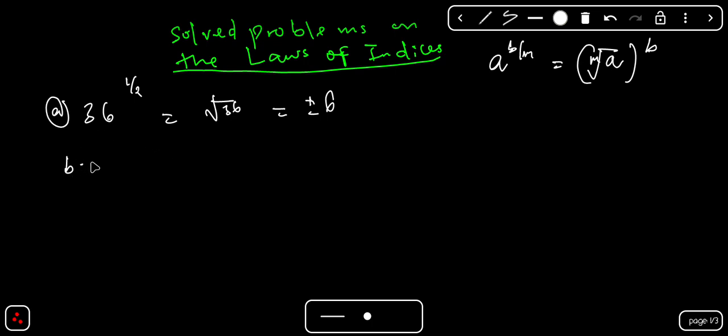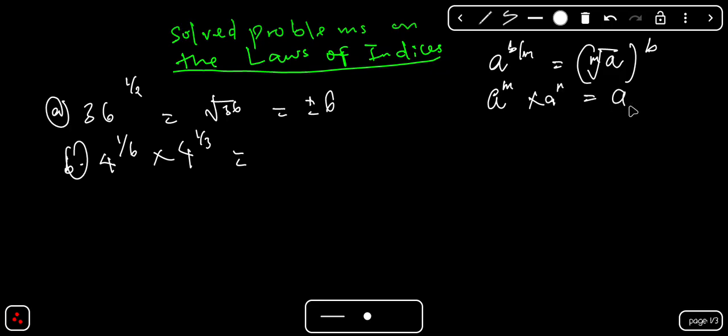Another question, we have 4 raised to the power of 1 over 6 multiplied by 4 raised to the power of 1 over 3. Then what are you going to do here? You apply this law: if you have a raised to the power of m multiplied by a raised to the power of n, this will give us a raised to the power of m plus n. So we're going to have 4 raised to the power of 1 over 6 plus 1 over 3. This is a fraction, 1 over 6 plus 1 over 3. The LCM is 6. So 6 into 6 gives 1 multiplied by 1, so that will be 1 plus, and 6 into 6 is 1, 3 gives 2 multiplied by 1, that will give us 2.